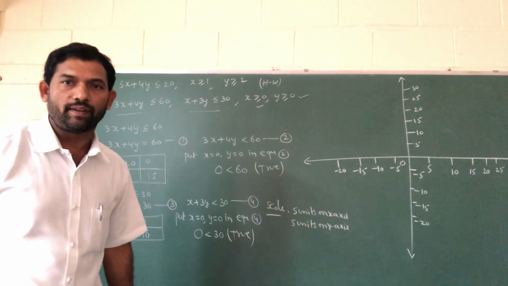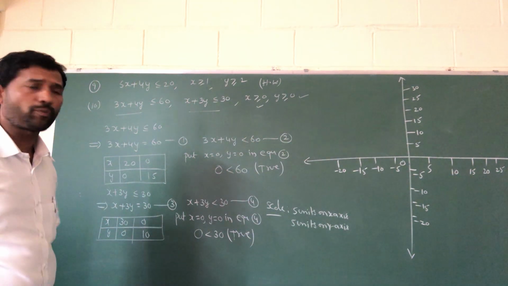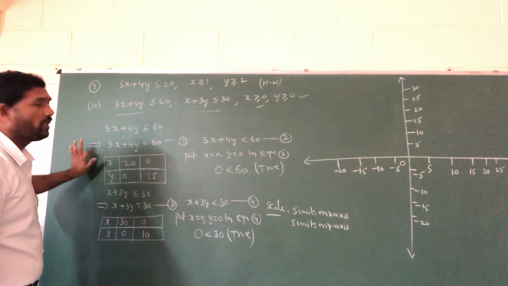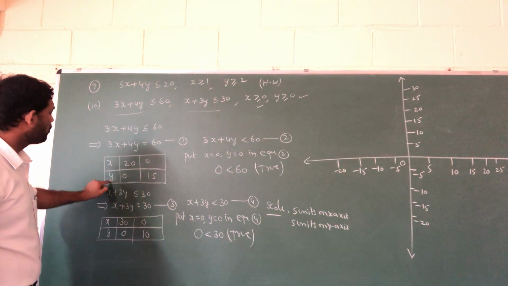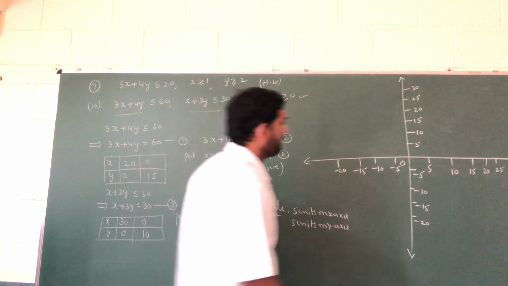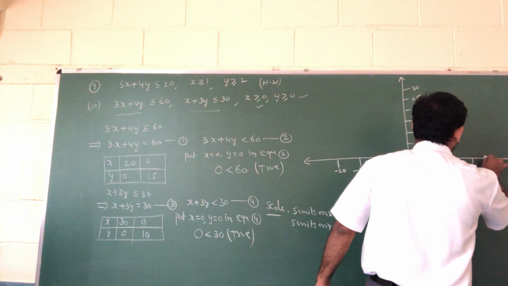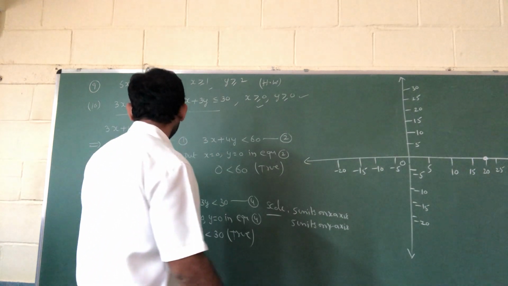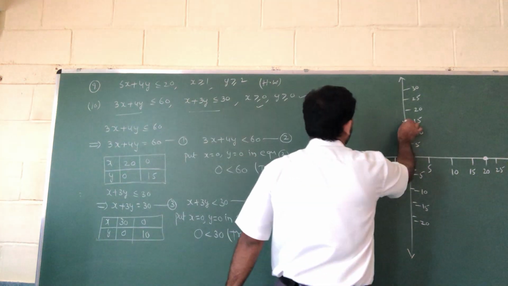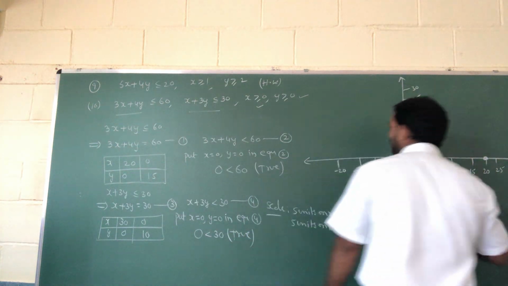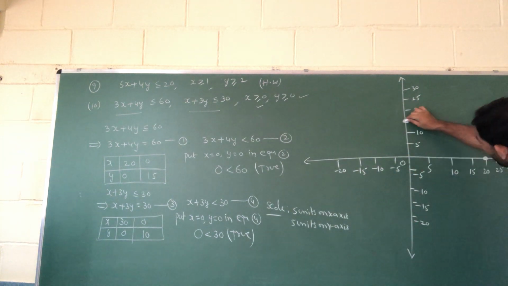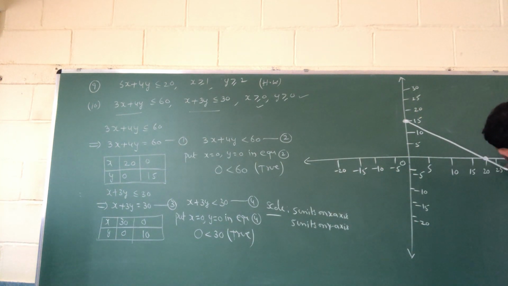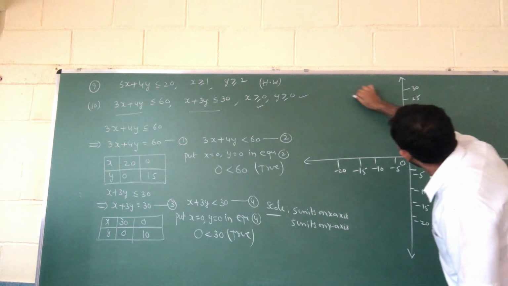Understand? Right. After that, first see equation number 1. So x equal to 20, y is equal to 0, the point is here. Next, x equal to 0, y is equal to 15, here is the point. Join them, and you have to shade the dark line.